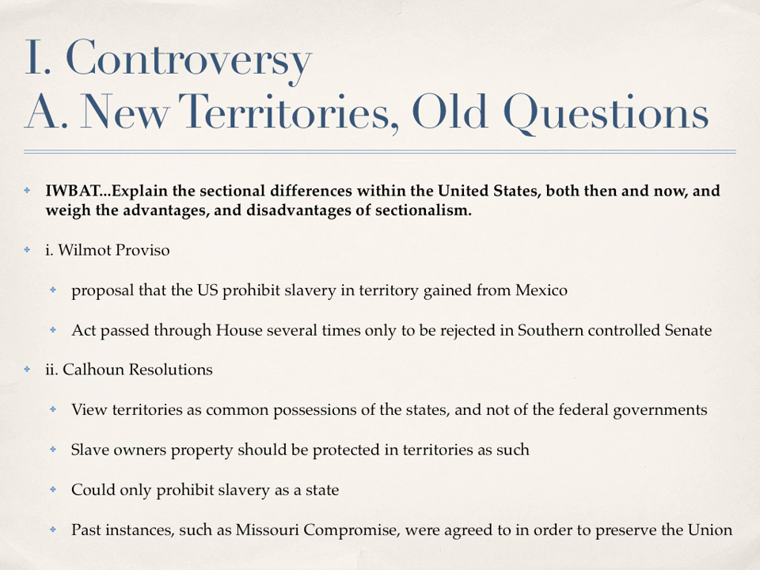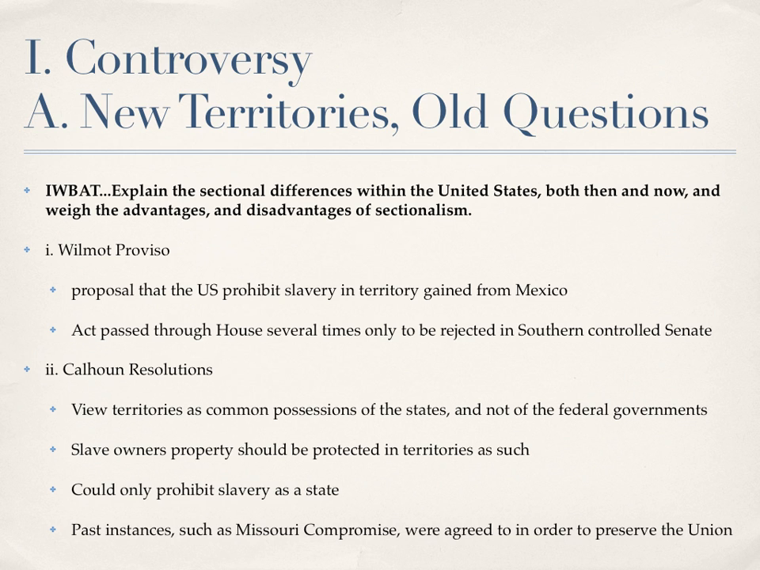Okay, secondly, we have the Calhoun Resolutions. Very famous Southerner, John C. Calhoun. And he proposes that we view the territories as common possessions of the states, that the territories don't actually belong to the federal government, that all of the states together have ownership of the territories. It's kind of weird, right, to think of the federal government as something and then all of the states as something else.